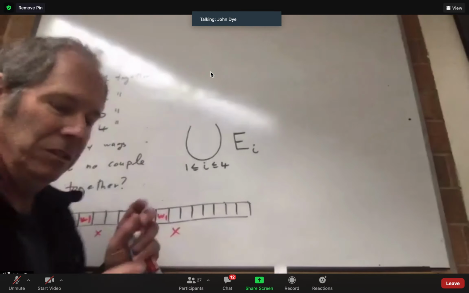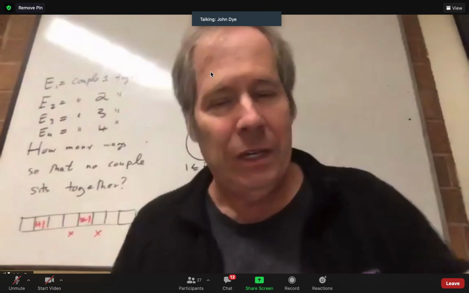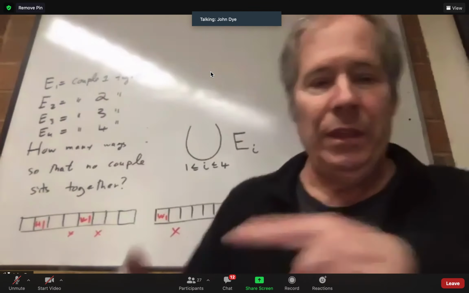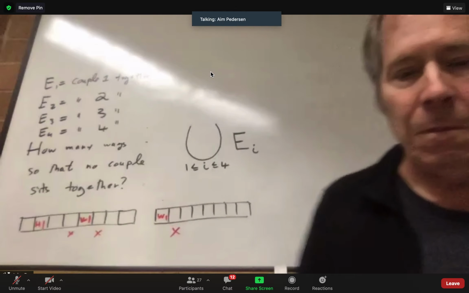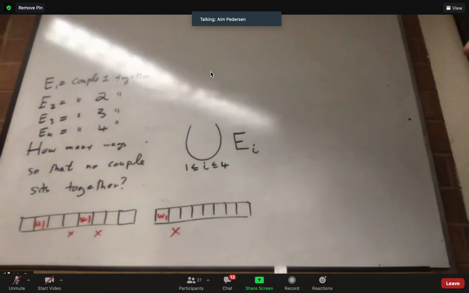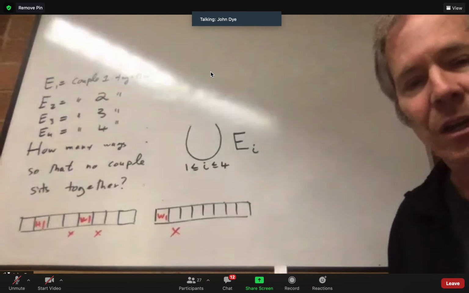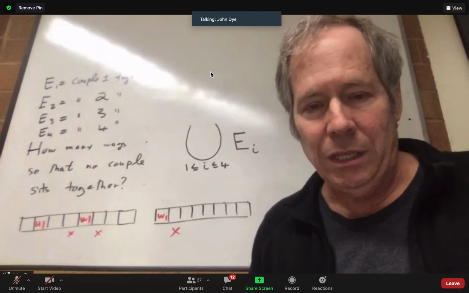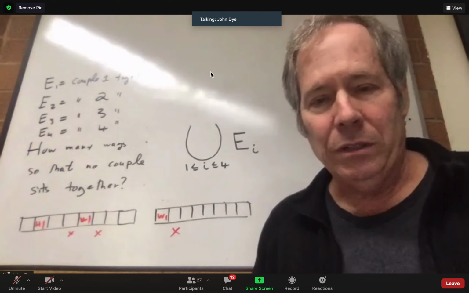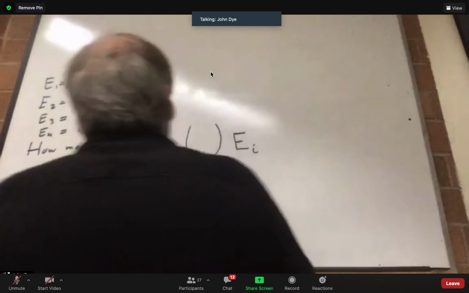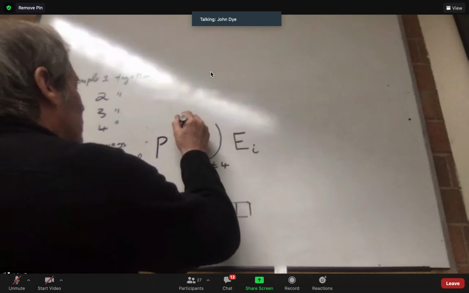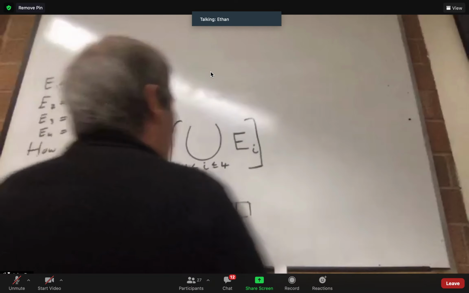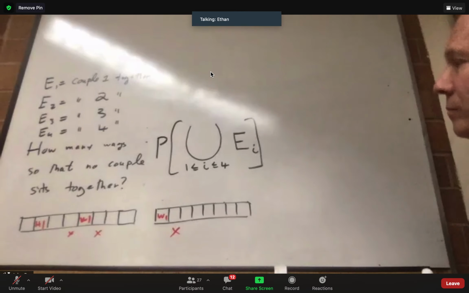Right, but I just wanted to make sure we're careful. Are we calculating the complement or the actual? In that case, it would be 1 minus the whole thing. Yeah, exactly. So we're going to get the thing that gets subtracted. This is the case where there is at least one collision. So we have to take the probability of this. So what is E? It's each of those E's.